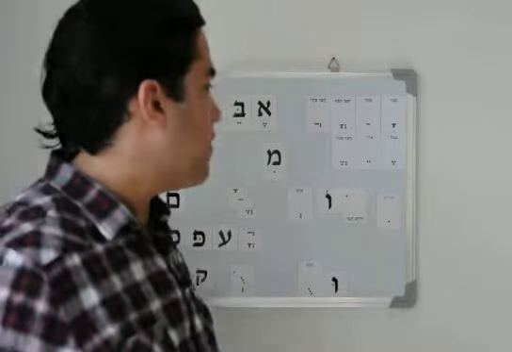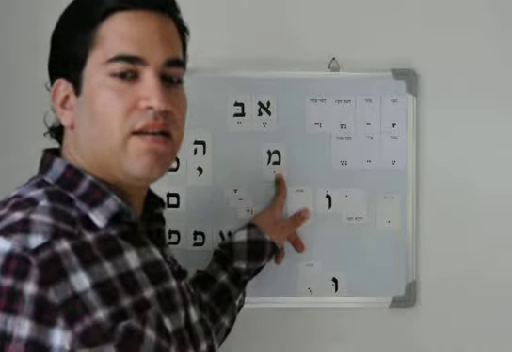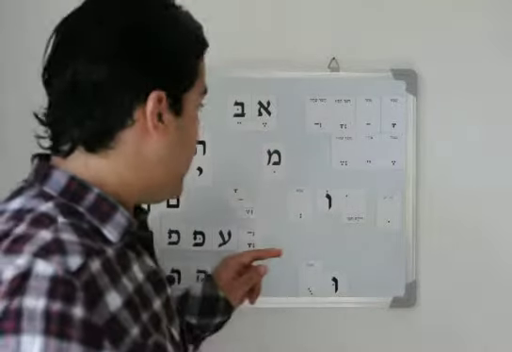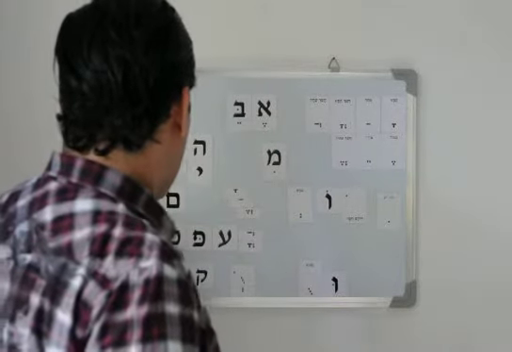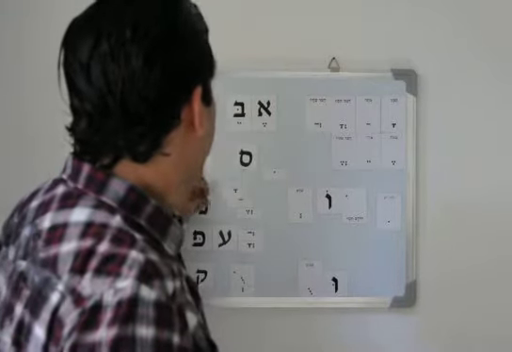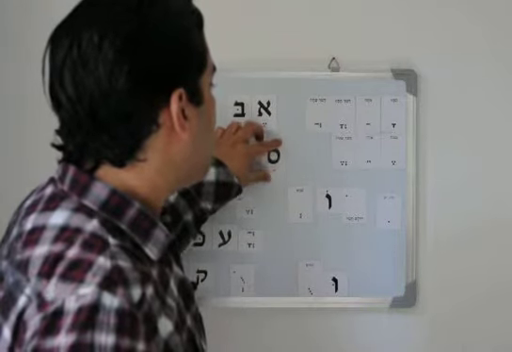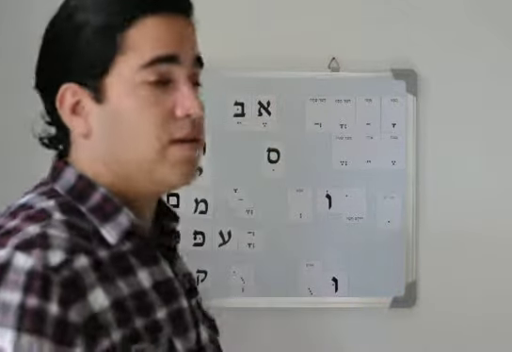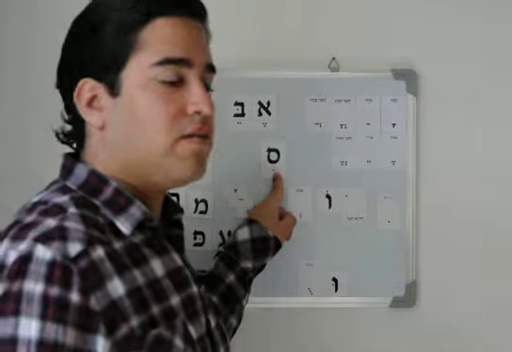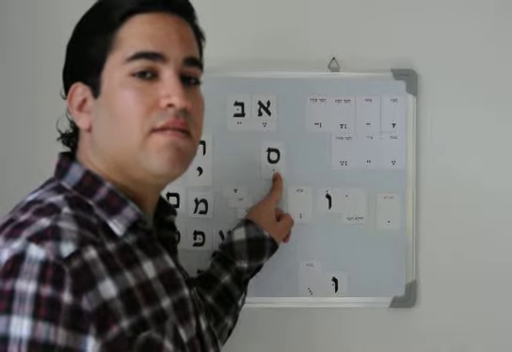Because the sound of this is Chirik. And Chirik changes the letter to E. So if the letter is Mem, it is Mi. Let's take another letter, for example, the letter Samech. The letter Samech always sounds like S in English. When I put Chirik on the bottom of Samech, it sounds like Si.